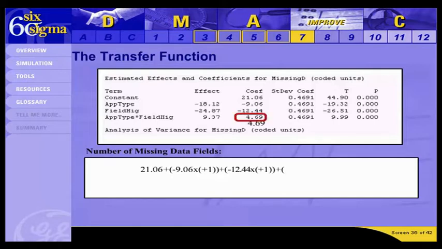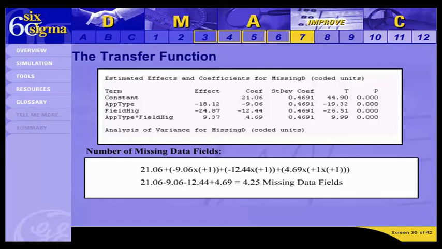Finally, we add the product of the coefficient of the interaction of the application type and field highlighting, which means changing simultaneously from the paper form to the electronic one, and from no required field flagging to the use of required field flagging, and the product of the assigned value of each. By taking all the products first, we simplify the equation to this straightforward string of additions and subtractions, which adds up to 4.25 missing data fields, which looks like it will meet our requirements as estimated earlier. Click Next to continue.